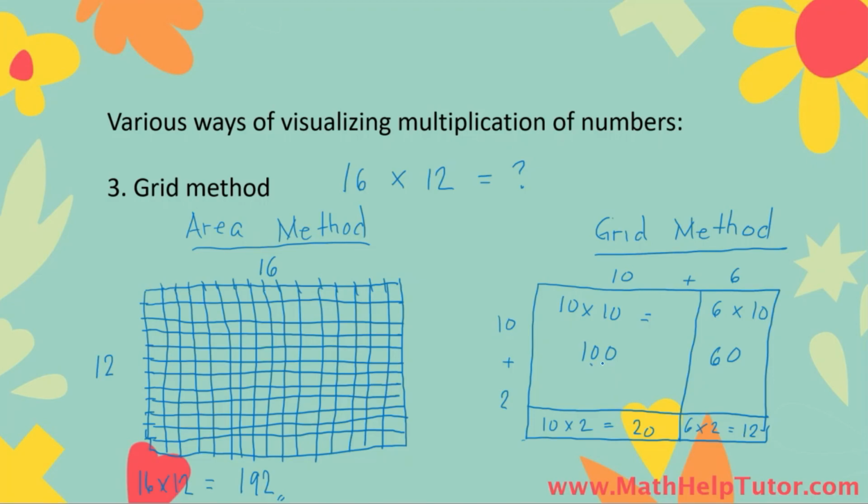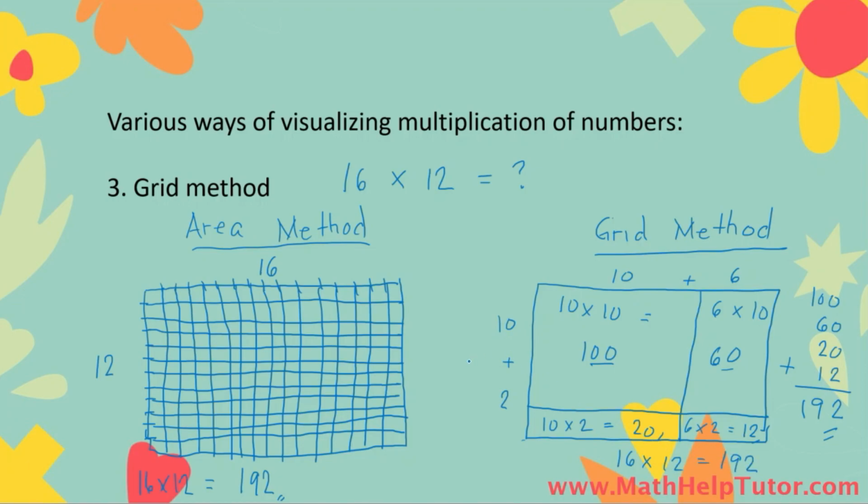Now that we know the area of each of the regions, to get the total number of squares in this big rectangle, we just add all the areas. So that's 100 plus 60 plus 20 plus 12. Then we're going to use the standard algorithm to add all these numbers. 0 plus 0 plus 0 plus 2 is 2. 0 plus 6 plus 2 plus 1 is 9. And 1 plus 0 plus 0 plus 0 is 1. So we get the answer of 192. So using the grid method, we could know without that much work, compared to the area method, that 16 times 12 is equal to 192.